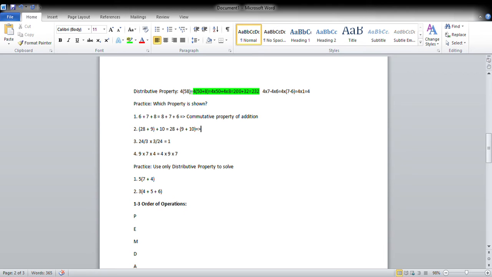So this one, if you solved it, then you should have gotten the associative property because nothing's changed except the parentheses are around different numbers, meaning the way it's grouped has changed, and that's what the associative property says. The way the numbers are grouped does not matter. So associative property of addition, because of the addition signs. Now let's go on to this one.